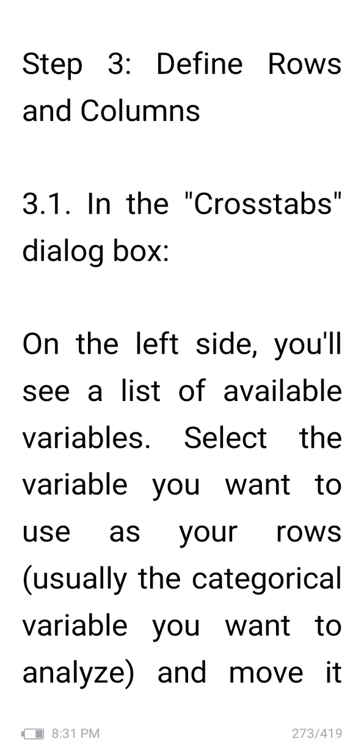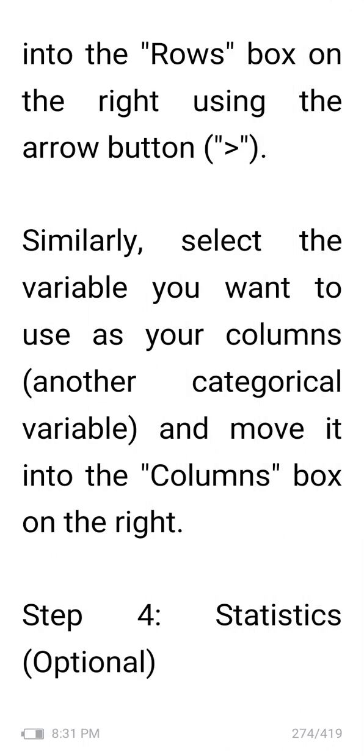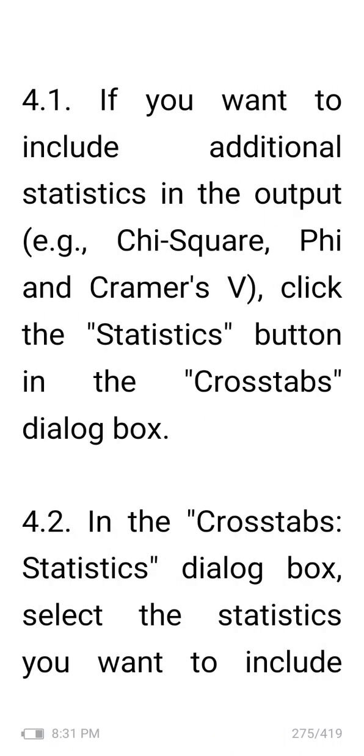Then define rows and columns in the crosstabs dialog box. On the left side, you will see a list of available variables. Select the variable you want to use as your rows, usually the categorical variable you want to analyze, and move it into the rows box on the right using the arrow button. Similarly, select the variable you want to use as your columns, another categorical variable, and move it into the columns box on the right.